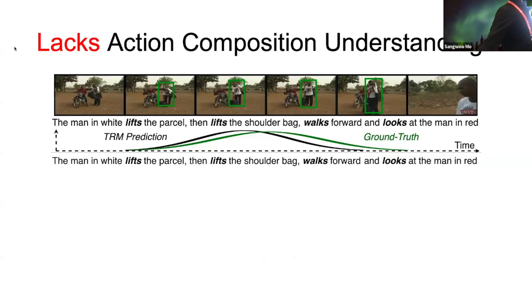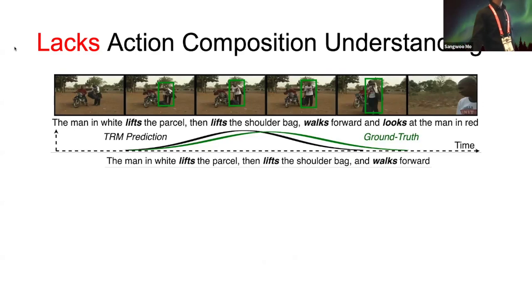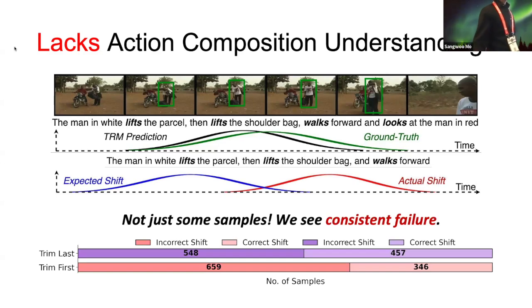So yeah, on the temporal side, if you give it a complex caption that has multiple different actions, we get an initial prediction that is kind of similar to the ground truth. But we wanted to see what happens if you take that last part of the caption where you have one action and looks at the man in red, and you actually remove it from the caption. What happens to the temporal prediction now? So you would think that if you remove an action, then the temporal prediction should shift to the left. But in actuality, we see that it shifts to the right. And when we expand this to the entire data set, we actually see this happen in more than 50% of samples, which means our model really doesn't get these action combinations.